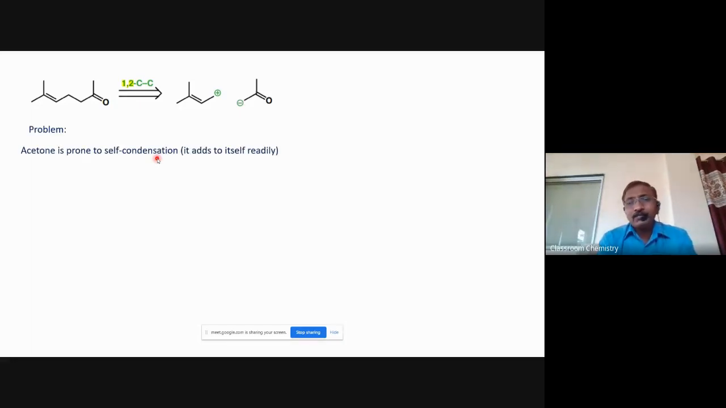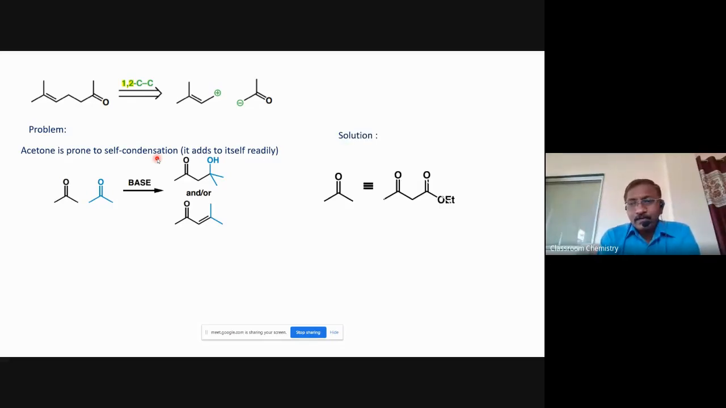Then again we know that acetone undergoes self condensation very easily, and we can get a beta hydroxy ketone. So for this purpose we have to take a substitute in which this ketone is converted to the ester, that is ethyl acetate. So what will happen when we prepare such kind of position?